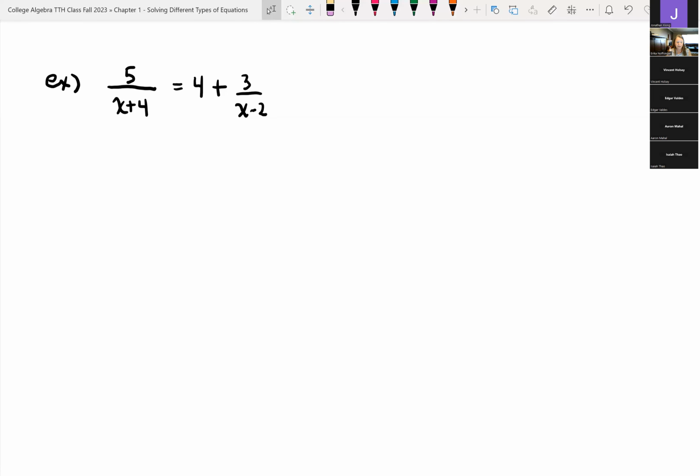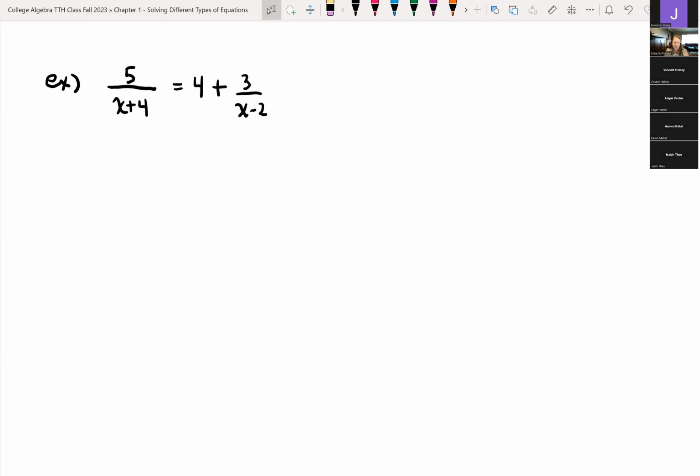So before we jump into using the square root method, I wanted to look at one other case. So here we have the equation 5 over x plus 4 equal to 4 plus 3 over x minus 2. So looking at this, it is actually a rational equation, but when we go through and solve this, it's going to end up being a quadratic equation.